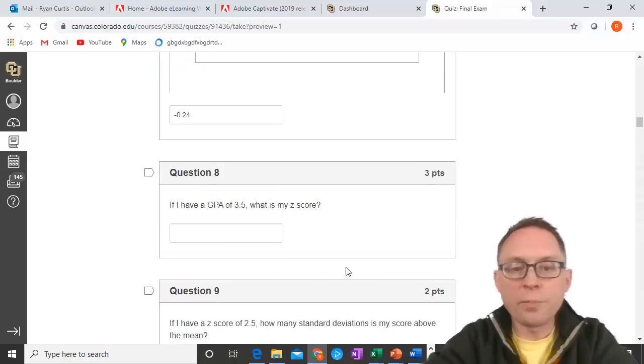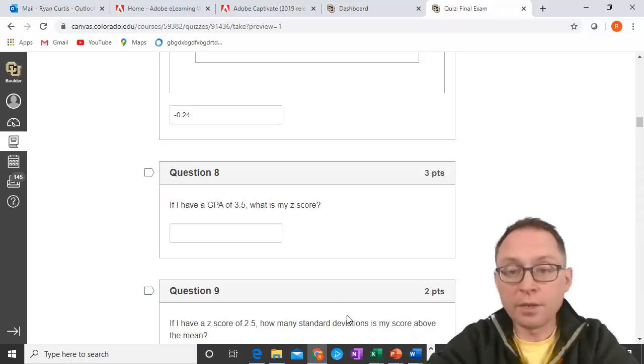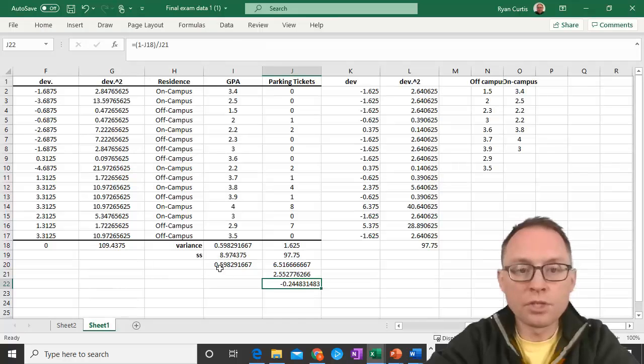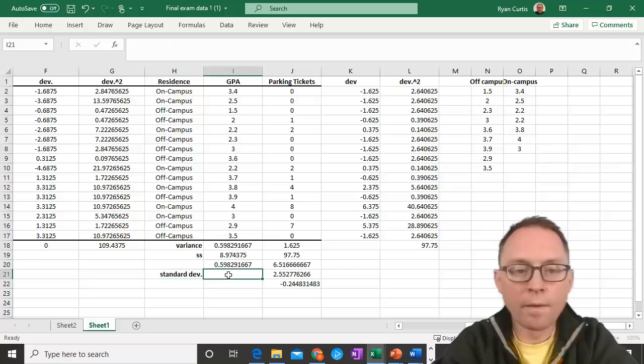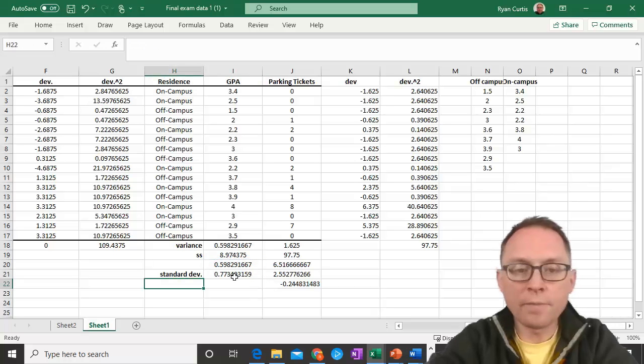If I have a GPA of 3.5, what's my z-score? Okay, so z-score is x minus x bar divided by standard deviation. Here it is in Excel. Here's GPA. This is the variance. Remember, we calculated the variance. So the standard deviation, which is just S, is going to be the square root of this right there.